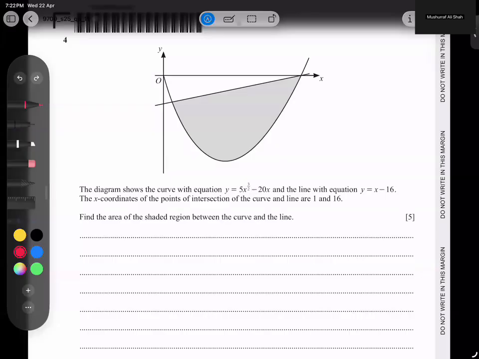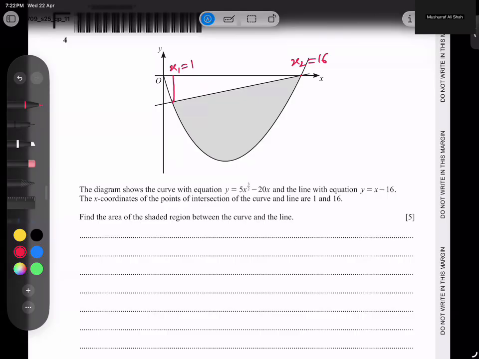Question number 4, we have a diagram showing a curve, the equation of the curve is given, and the line is also given, both given. So the x coordinates of the points of intersection of the curve and line are 1 and 16. So 1 is here. It means this point of intersection is 1. And this is given here, x2 is 16. So curve and line are given here.